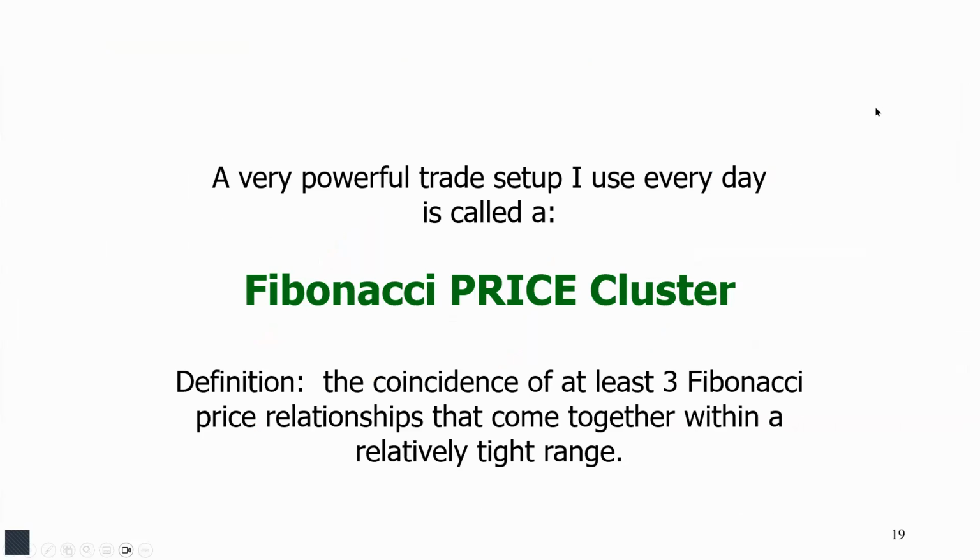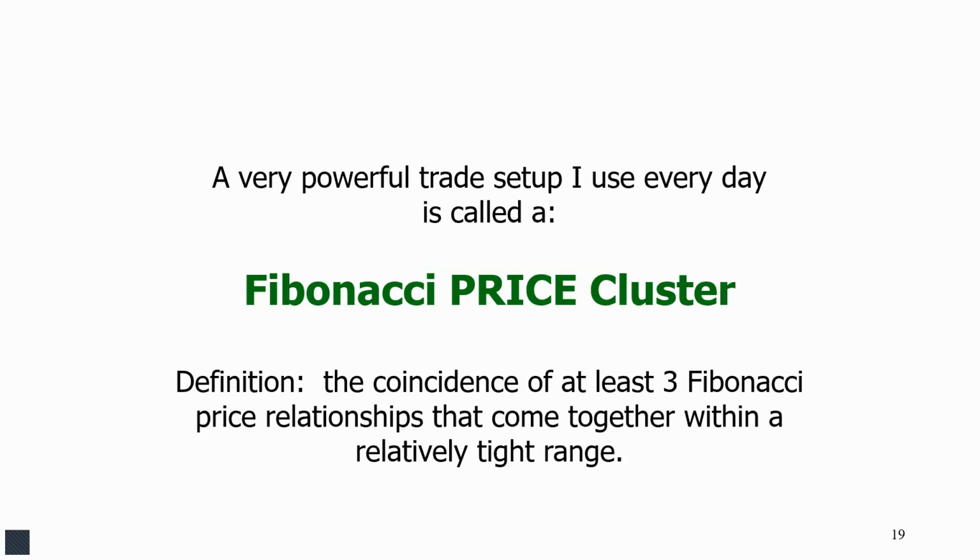All right, so those are the 3 types of price relationships that I run: retracements, extensions, which are essentially retracements beyond 100%, and price projections, which is where we're comparing swings in the same direction. But then I do have 3 setups that I look at every single day in the markets, and one of the ones I always look at every single day is called a Fibonacci price cluster.